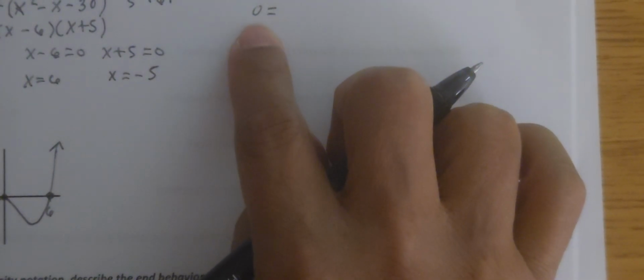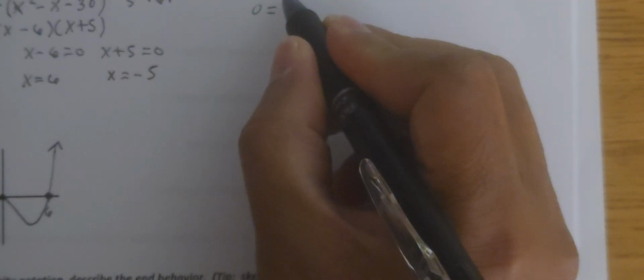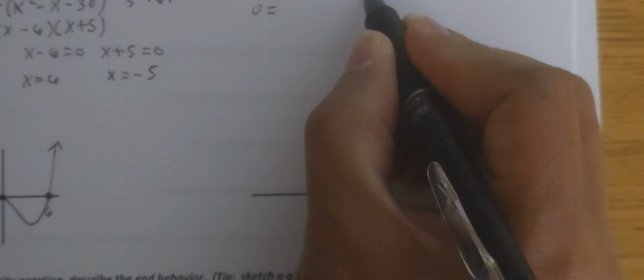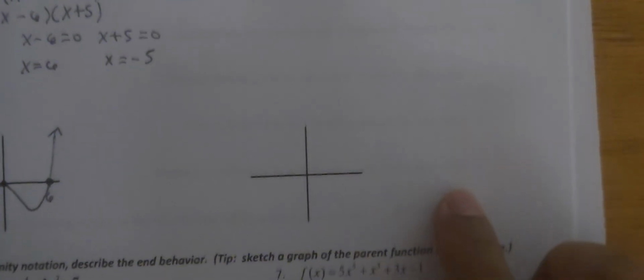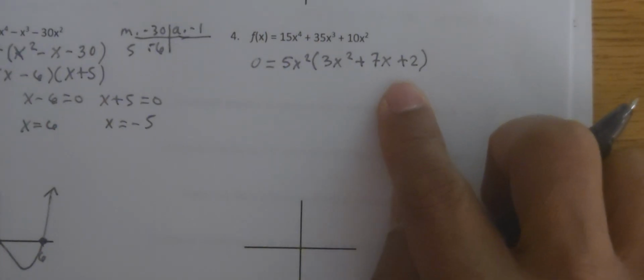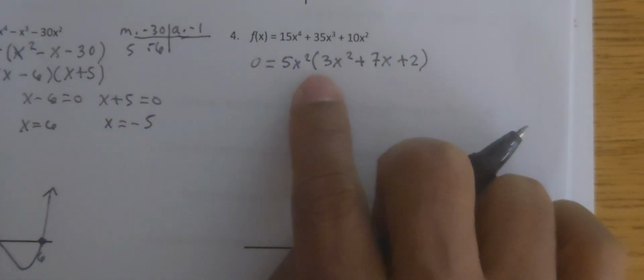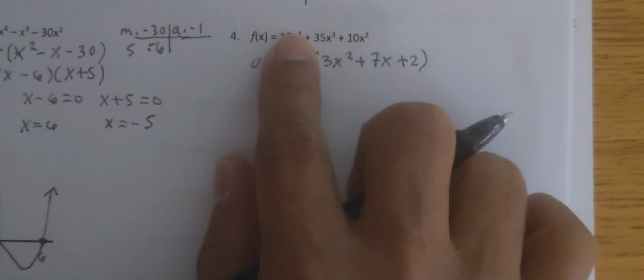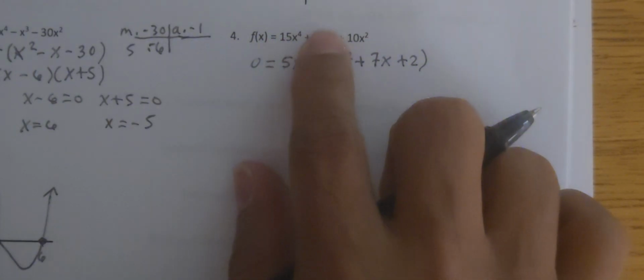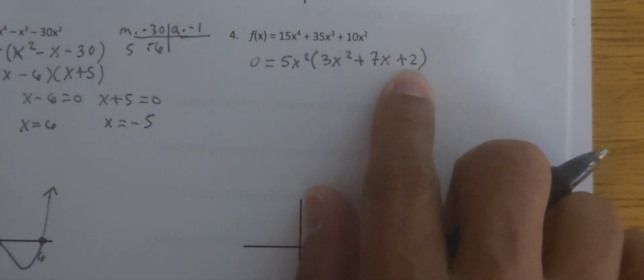All right, so number 4, let's set f of x equal to 0, which is y, and then there's a GCF of, let's see, x to the second, 5 goes into 15, 35, and 10. So then factor out the GCF of 5x squared. So this is when we factor it out. Okay, so we have 5x squared times 3x squared plus 7x plus 2, because you divide each one of these terms by 5, so this 15 becomes a 3, that 35 becomes a 7, and this 10 becomes a 2.